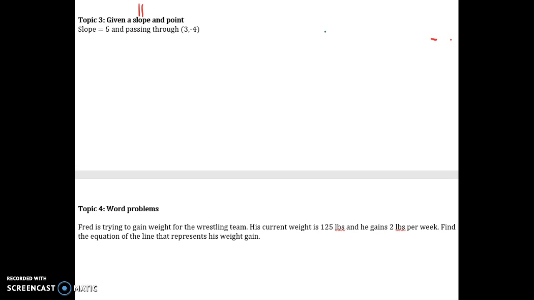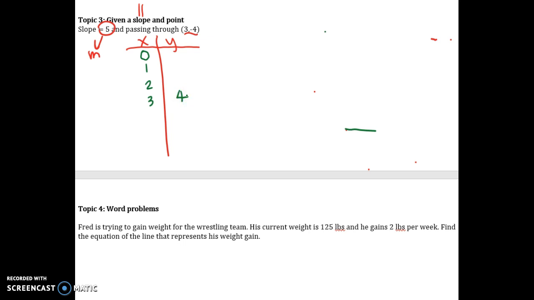When you're given a slope and a point, you can also make a table. Now I have the point 3, 4. When I'm thinking about my slope, that's my m. I'm given that information. So I'm really just doing the second step, where if I have the point 3, 4, I need to find where x is 0. So x is 0, 1, 2, 3, 4.